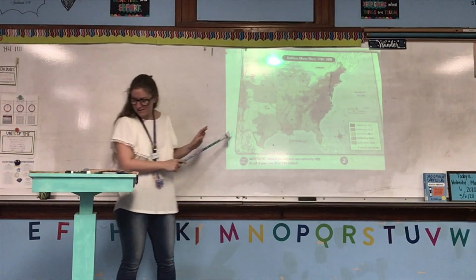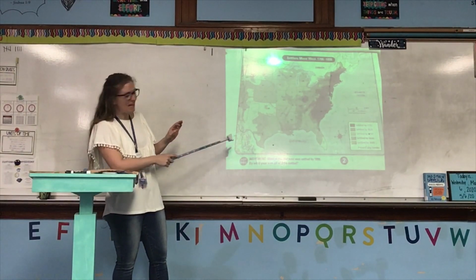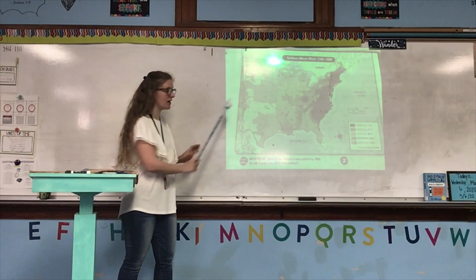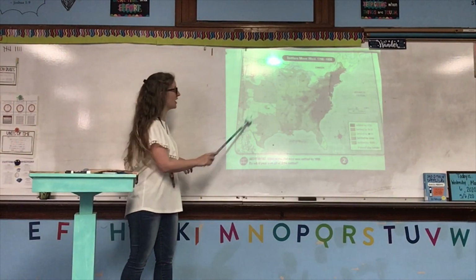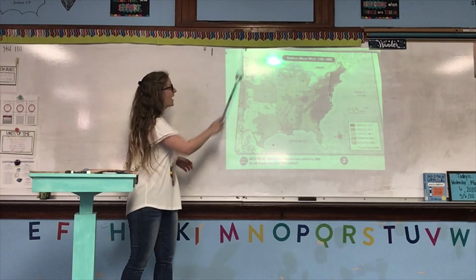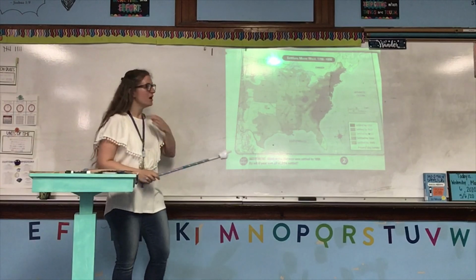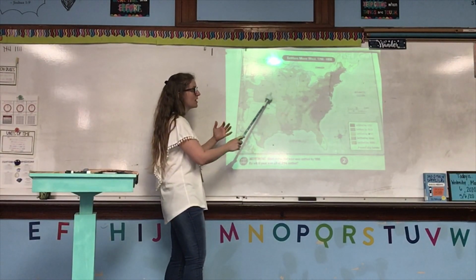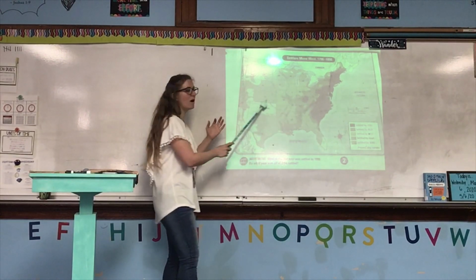And then all the parts that are this lighter tan cream color were places that are current day United States but were not settled yet. So all this area around the green was not settled yet. So we can see as time moved on over the 1800s, the United States got more and more settled.